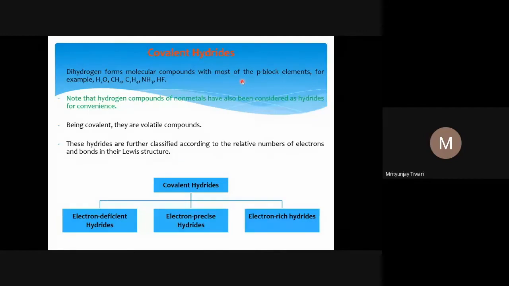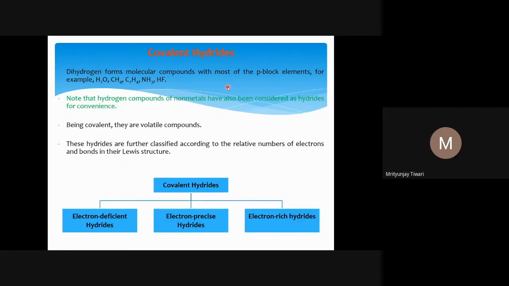hydrocarbons, whether they are saturated or unsaturated, hydrofluoric acid, hydrochloric acid, hydroiodic acid. They are all hydrides, hydrides of p block elements, non-metals. Other than that, PH3, phosphine gas, is also a hydride. Silanes, they are all hydrides. Germanes. So hydrogen reacts with p block elements to form covalent hydrides.